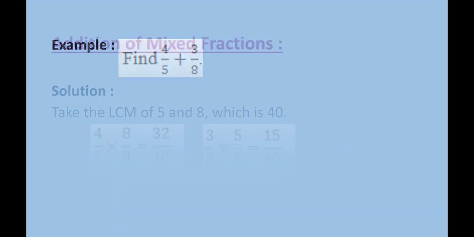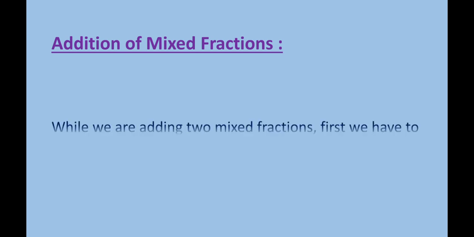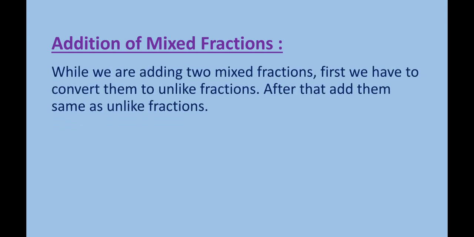Now come to the next one, addition of mixed fractions. While adding two mixed fractions, the first step is to convert the mixed fractions to improper fractions. After that we add them just as we discussed previously for adding two unlike fractions. By following the same steps, we can add them as unlike fractions.